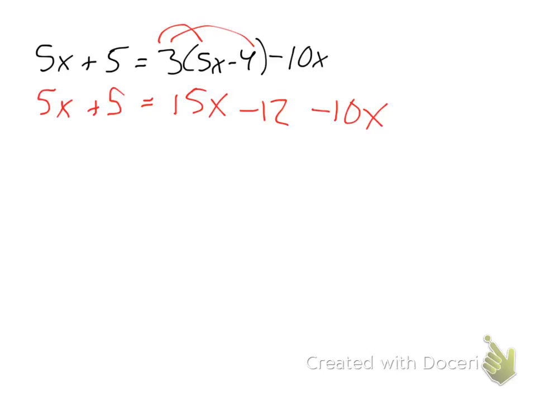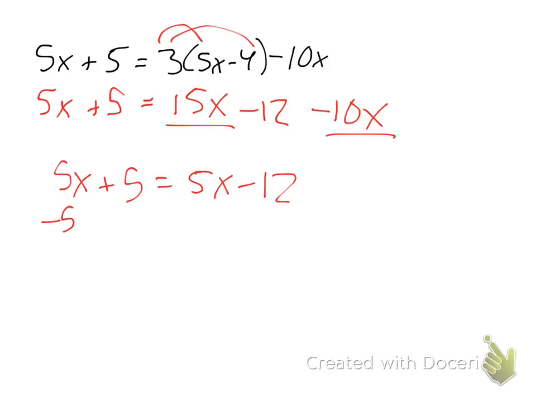The left-hand side of this thing is still ready to go, but the right-hand side's not, because I can gather like terms. What's 15x minus 10x? 5x. So 5x plus 5 equals 5x minus 12. Now what do we want to do? Get the x's on the same side. Which one's smaller, 5x or 5x? They're both the same, so it doesn't matter, right? Just subtract 5x from both sides.